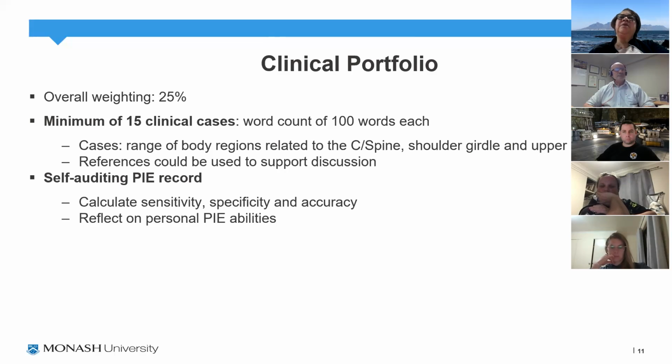So there's two parts to the clinical portfolio. The one is the clinical cases, and the second part is to produce a self-auditing preliminary image evaluation record. And for that, you then work out the sensitivity, specificity, and accuracy, and reflect on some of your own personal abilities in terms of the PIE.